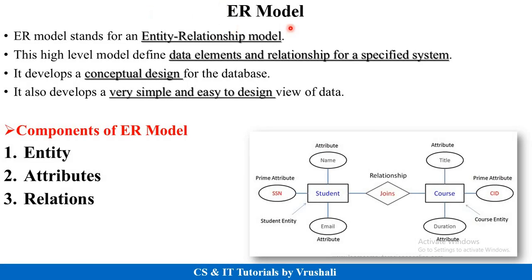Now, what is the ER model? ER stands for Entity Relationship Model. It is a diagrammatic view and conceptual design of how your database looks. There are three main components of the ER model: entity, attributes and relationships.